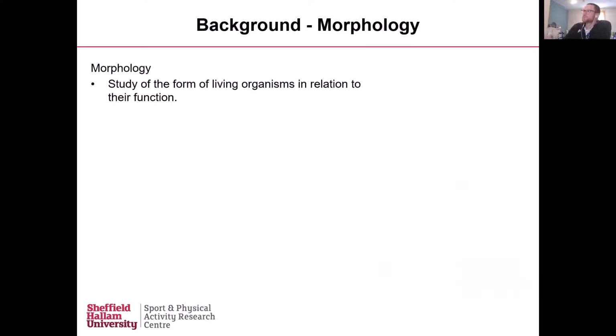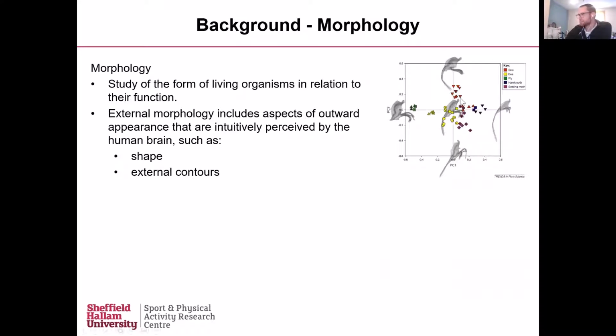So in parallel to anthropometry, there is also a field of study called morphology. Morphology refers to the form of living organisms in relation to their function. So living organisms that could be plants, as this image shows, but it could be animals, and obviously humans being one of those. Morphology can relate to internal morphology, so your internal structure, but also external morphology, which can relate to your external shape, your external contours, curvatures on the outside of the body.